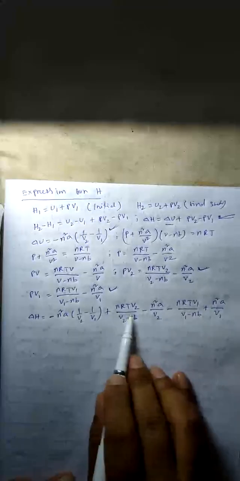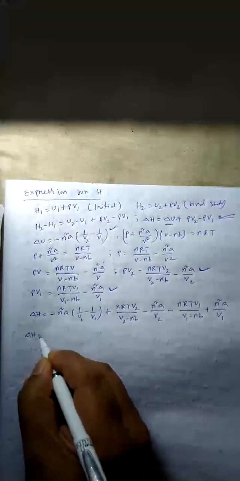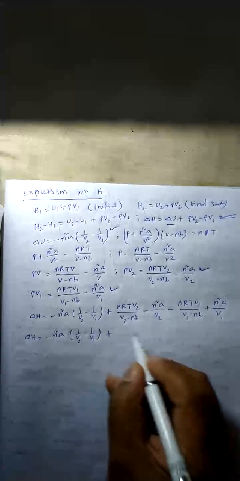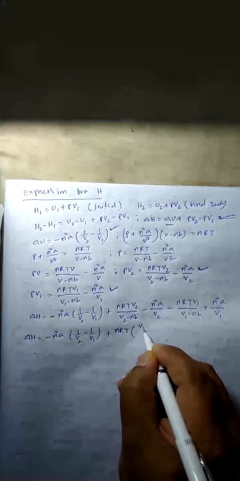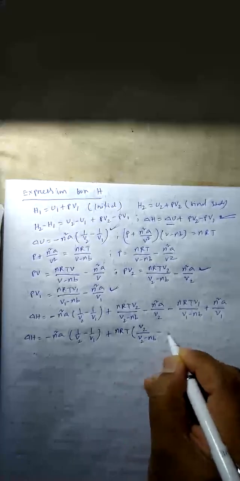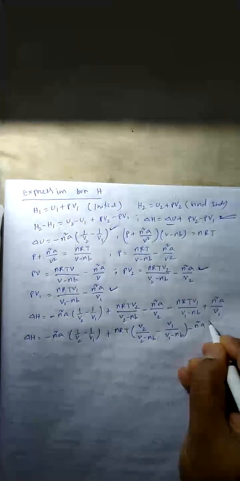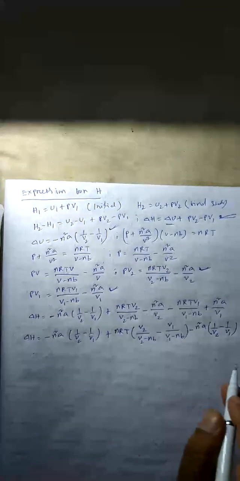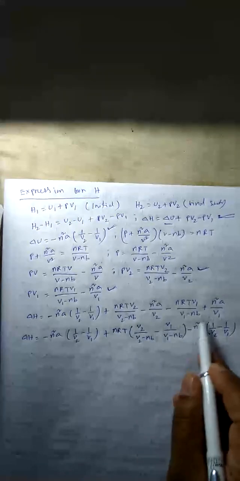Now from these two take nRT common, and from these two take n square A common. Then what you get? Now your delta H is equal to minus n square A times 1 by V2 minus 1 by V1 from these two. Take nRT common, you get V2 divided by V2 minus nb, minus V1 divided by V1 minus nb. Then minus n square A you take common, this is 1 by V2, minus 1 by V1.